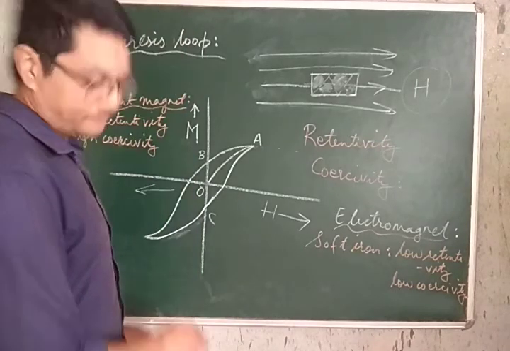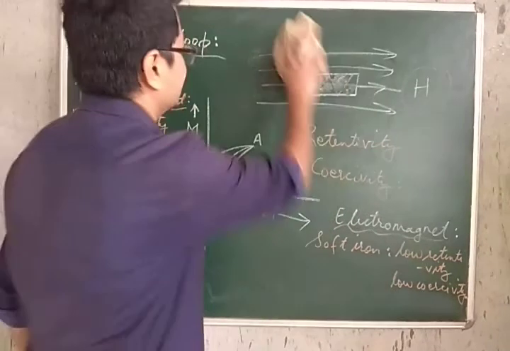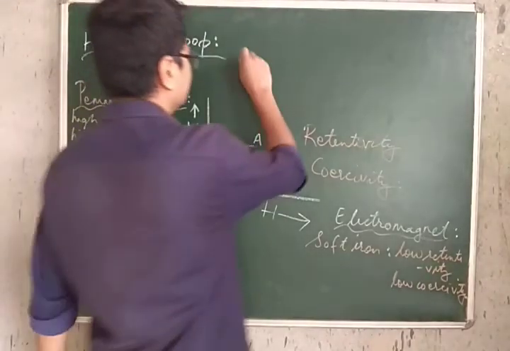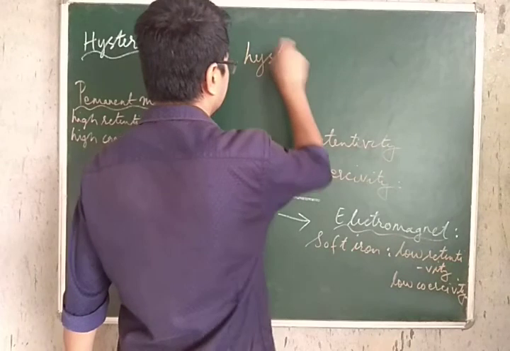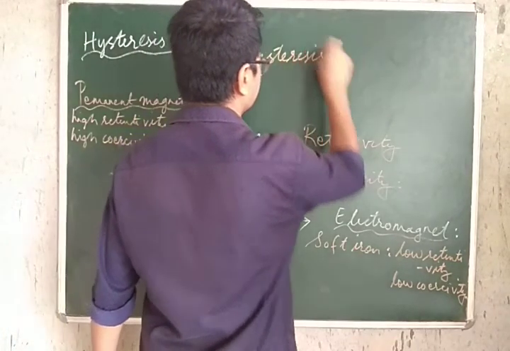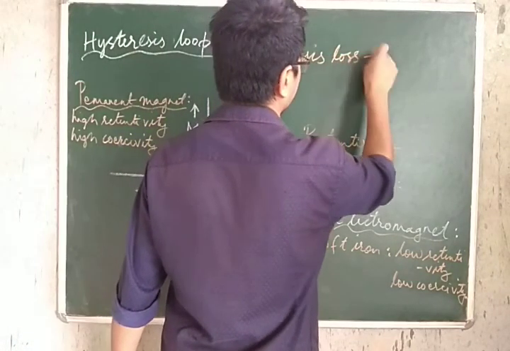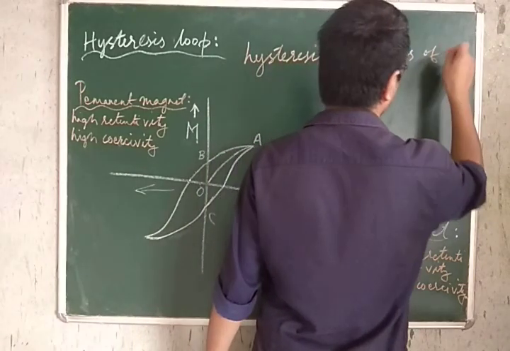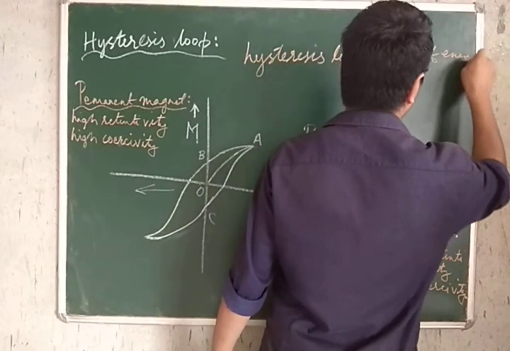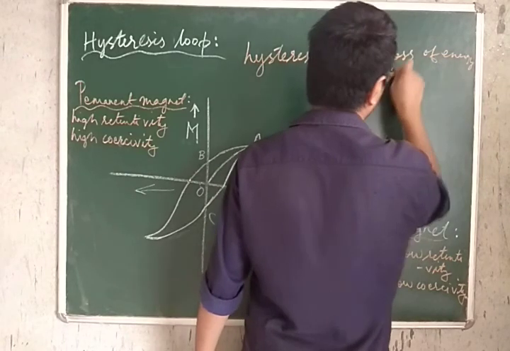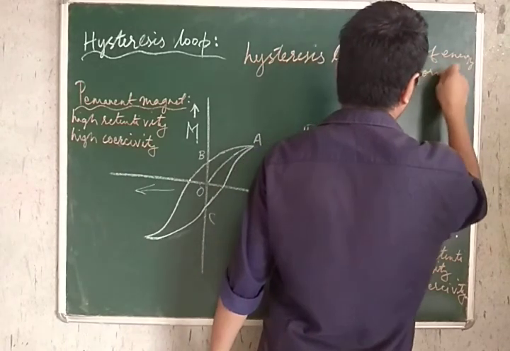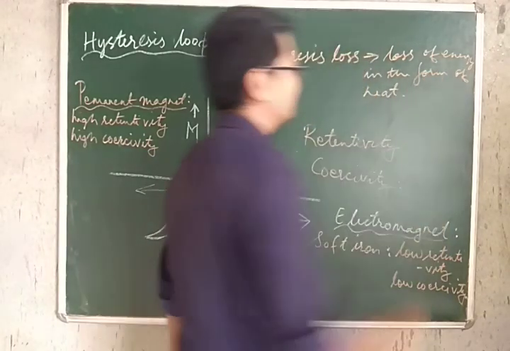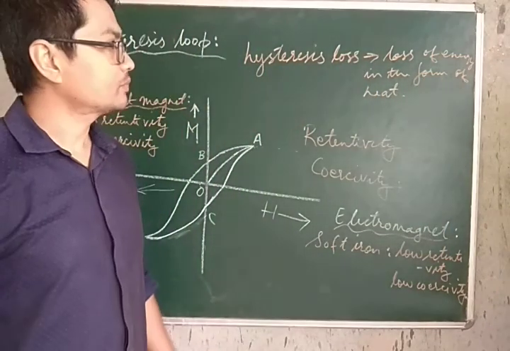It is called hysteresis loss. Loss of energy in the form of heat. Because of this process of getting magnetized and demagnetized again and again, remember.